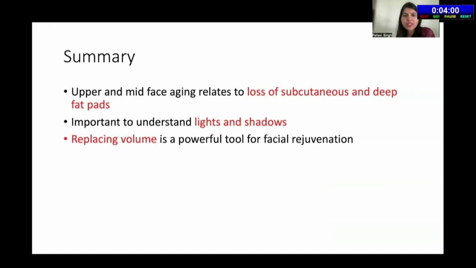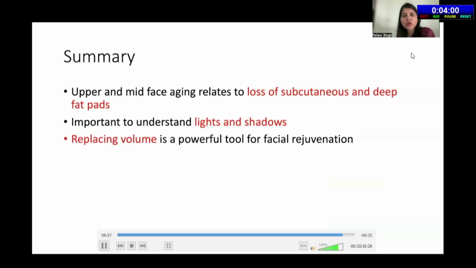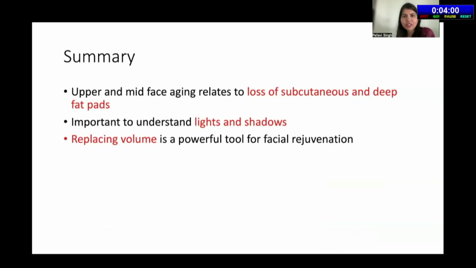To summarize, a lot of the upper and mid face aging relates to the loss of your subcutaneous and deep fat pads. There is deflation of these fat pads, there's atrophy of this fat. It's important to understand how lights and shadows play a role in enhancing your looks, and also in enhancing what aging changes might be there. Replacing volume is a very powerful tool for facial rejuvenation, and I hope this was helpful.